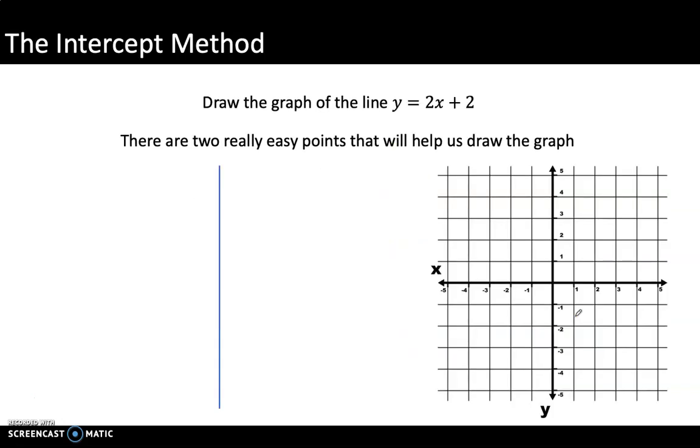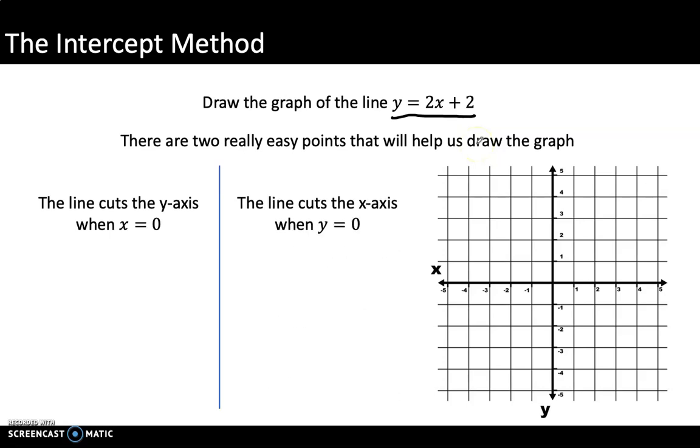Okay, so now we're going to get into something a little bit more complicated. You're going to be given equations like this, and you have to draw the graph of the line. What that means is we're just going to plot 2 points, because once you have 2 points on a line, you can draw the line and extend it either way. There are 2 really easy points that will help us: when the line cuts the y-axis, when x equals 0, and when the line cuts the x-axis, when y equals 0. Everything that I'm taking down on this slide, you also need to take down into your copies.